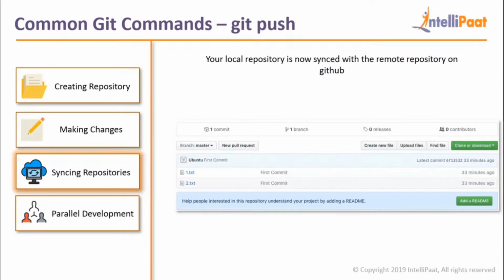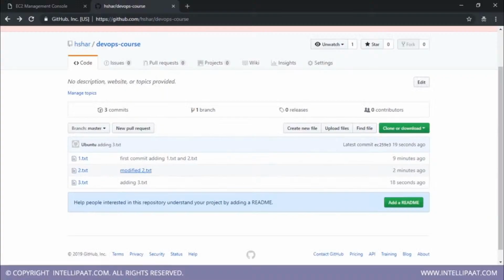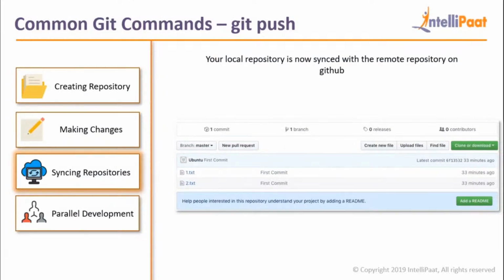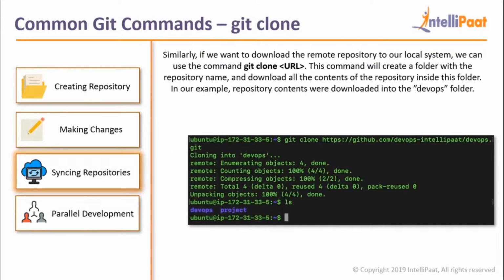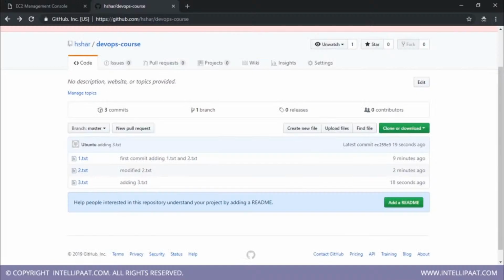Let's move forward now. So basically you can see that I have now synced my local to my remote repository, as you can see in the browser. Okay, now let's go ahead and see what our next step is. So our next step is to basically show you guys how you can clone a repository. Okay, so this is when I have pushed my local repository to my remote repository.